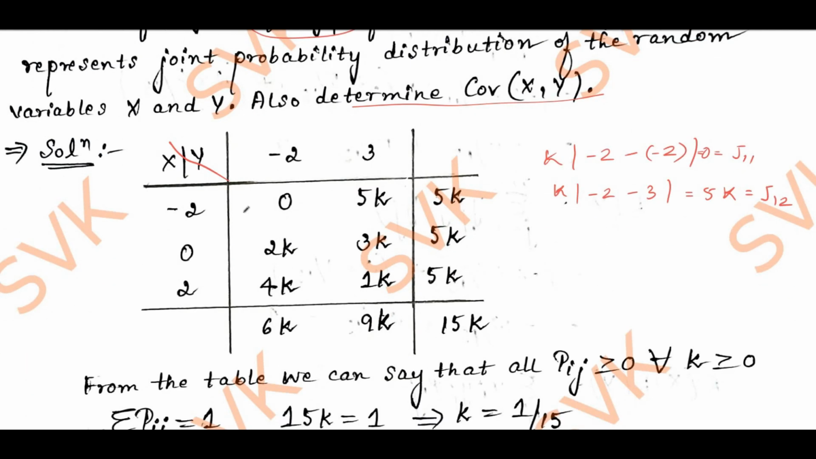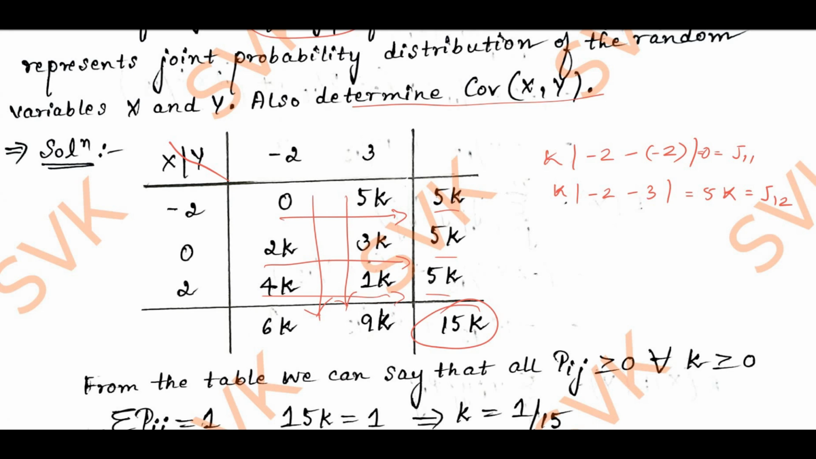Then find the marginal distribution. Just adding these two values, we get 5k. Adding these two values, 5k. Adding these two values, 5k. Adding these three values, 6k. Adding these three values, 9k. So in total we got 15k here.